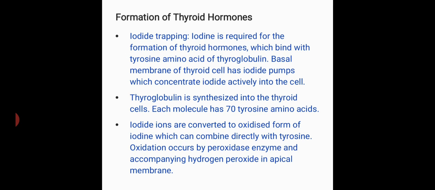Now let's see the formation of these thyroid hormones. Iodine is required for the formation of thyroid hormones. Iodine is taken as iodide and absorbed like chlorides in our body. Basal membrane of the cells of thyroid gland has iodide pumps which can concentrate iodide from the blood into the cells by means of active transport. This is known as iodide trapping. Rate of trapping is influenced by many factors, most importantly the concentration of TSH.